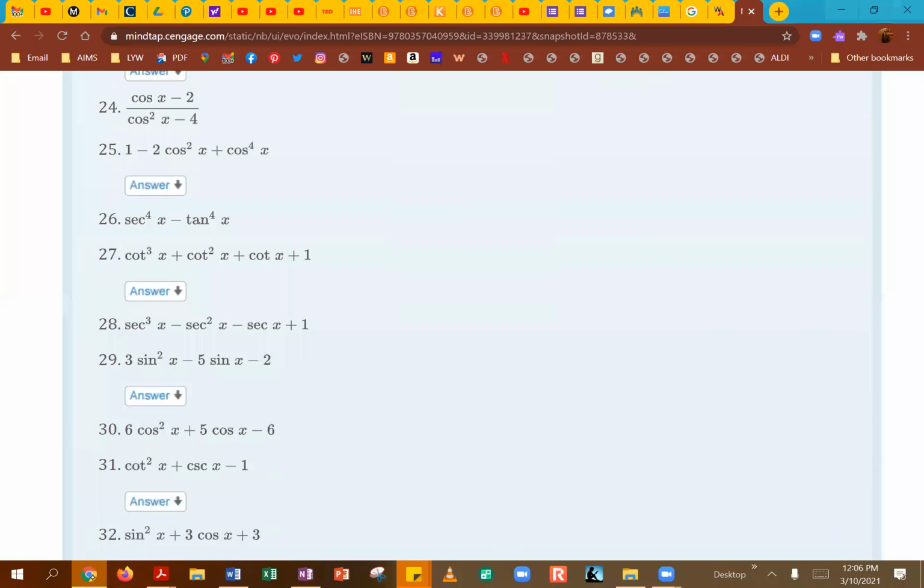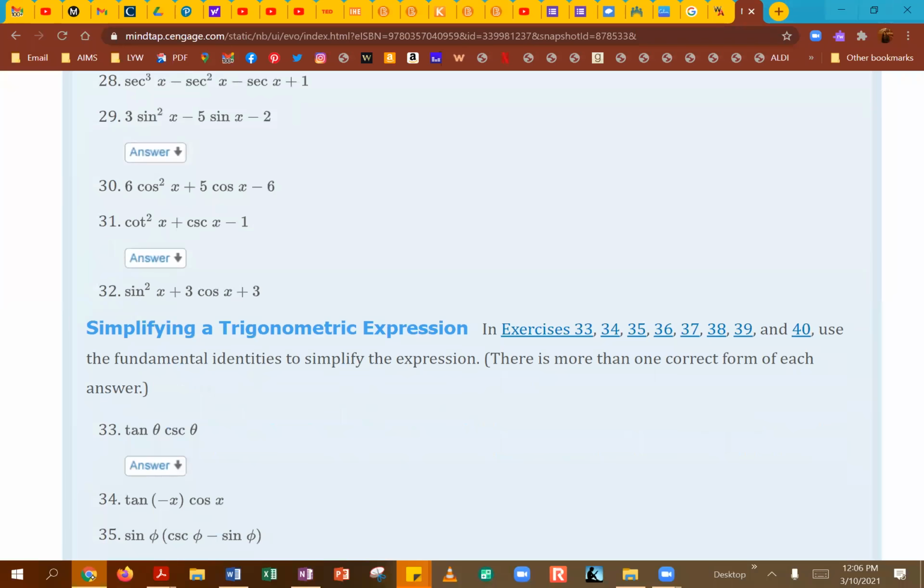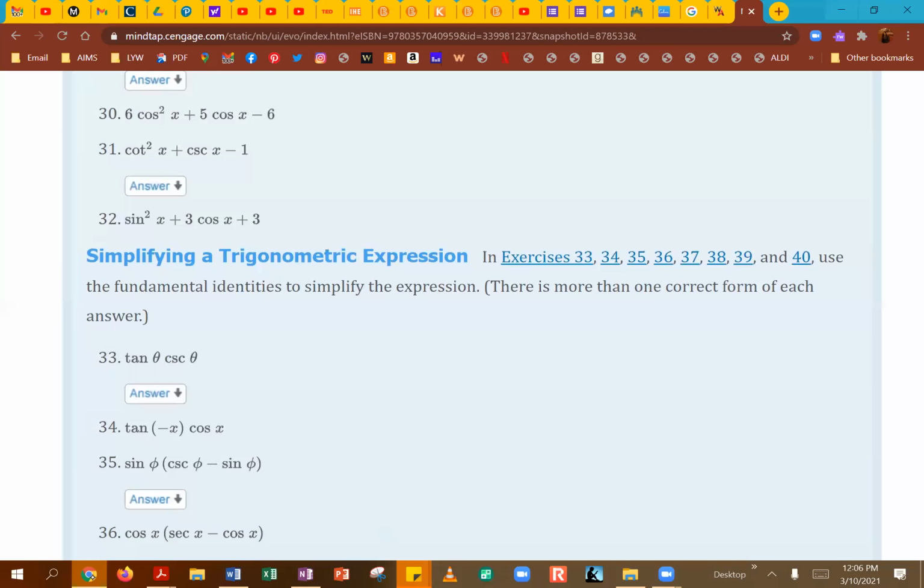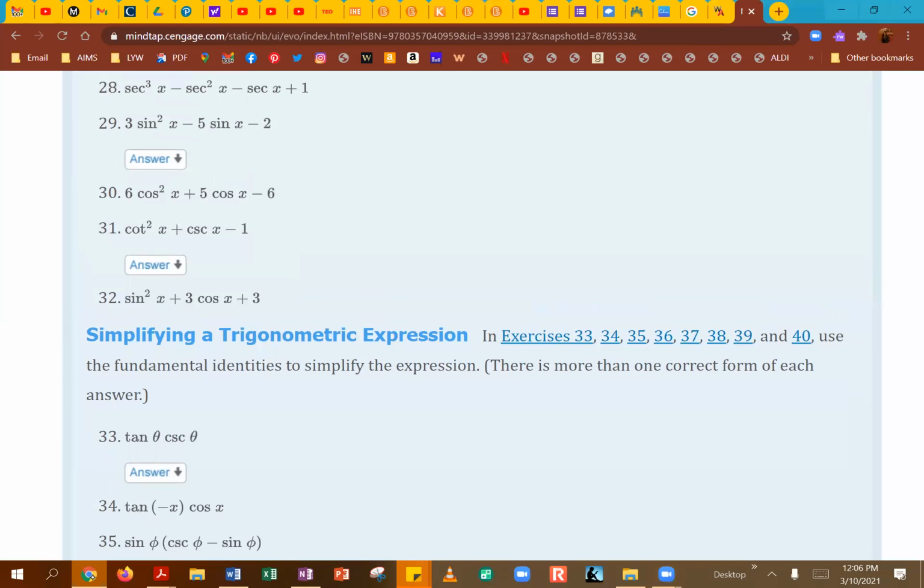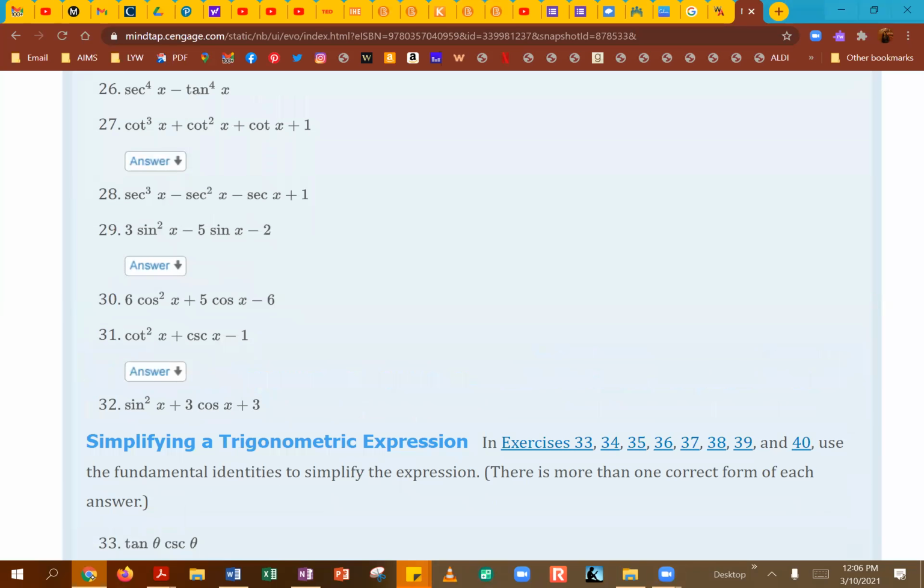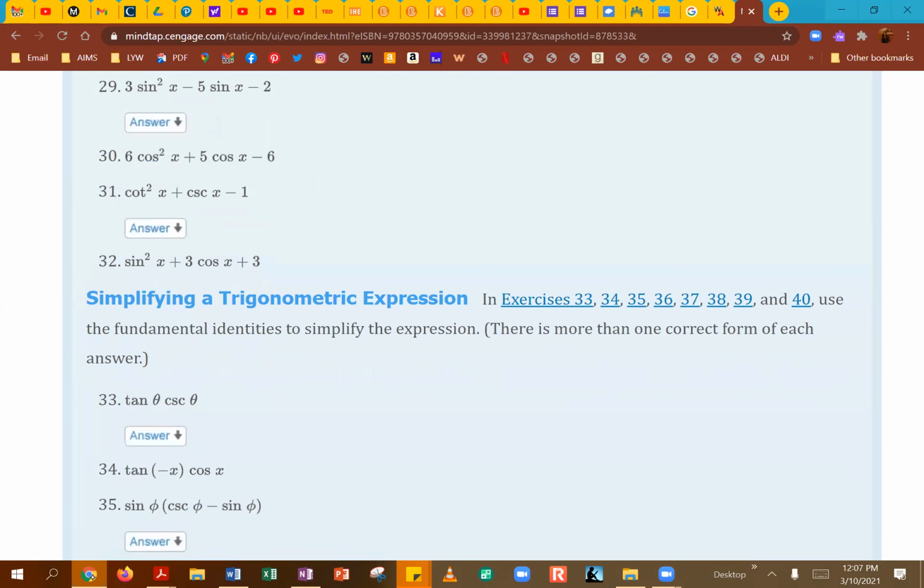Okay, so what do we have for 32? The reason I picked this example 32 is because you will see both our functions are different. You have sine square in the first term, but then you have cosine of x in the middle. But then look at number 30. Number 30 has both cosine functions, in the first term and the middle term. So number 30 is actually going to have a little bit of a different process of factoring than you will with 32. So I wanted to show you 32 when you have 2 different functions.